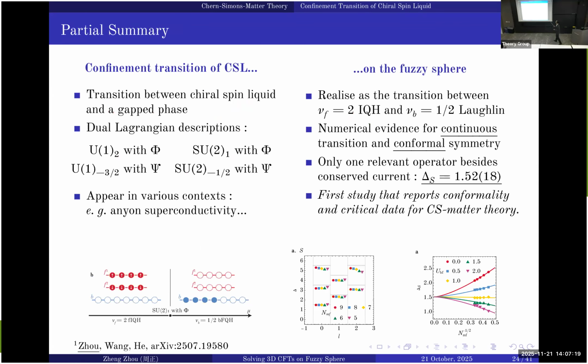So as a brief partial summary, we have studied the confinement transition of the chiral spin liquid. This theory has 4 dual Lagrangian descriptions and appears in various contexts, for example, anyonic superconductivity. On the fuzzy sphere, we realize it as the transition between nu equals 2 integer quantum Hall state and nu equals 1/2 Laughlin state. We find numerical evidence for continuous transition and conformal symmetry. And we find that there is only one relevant operator besides the conserved current, and we extract its scaling dimension. This is the first study that reports the conformal symmetry and the critical data for a Chern-Simons-matter theory, thus also concluding the mystery for 30 years.